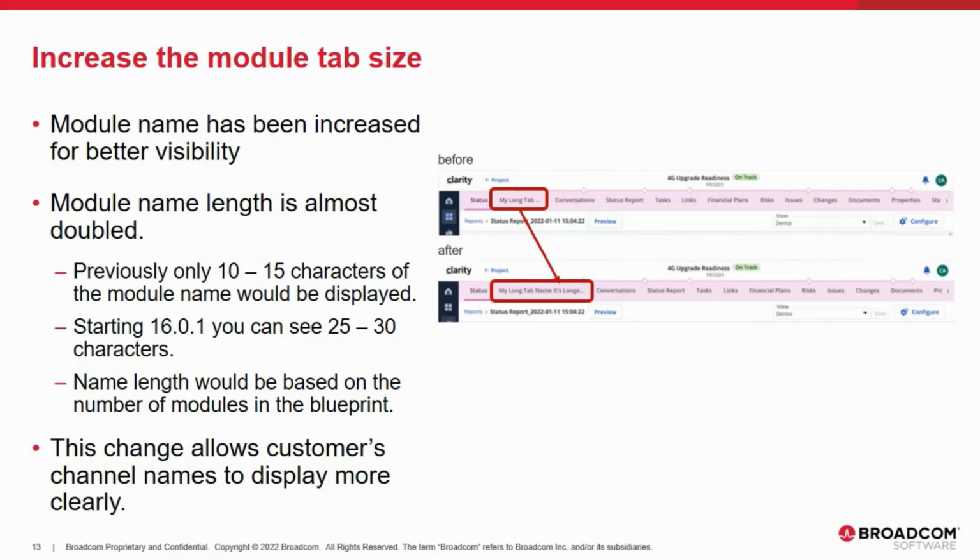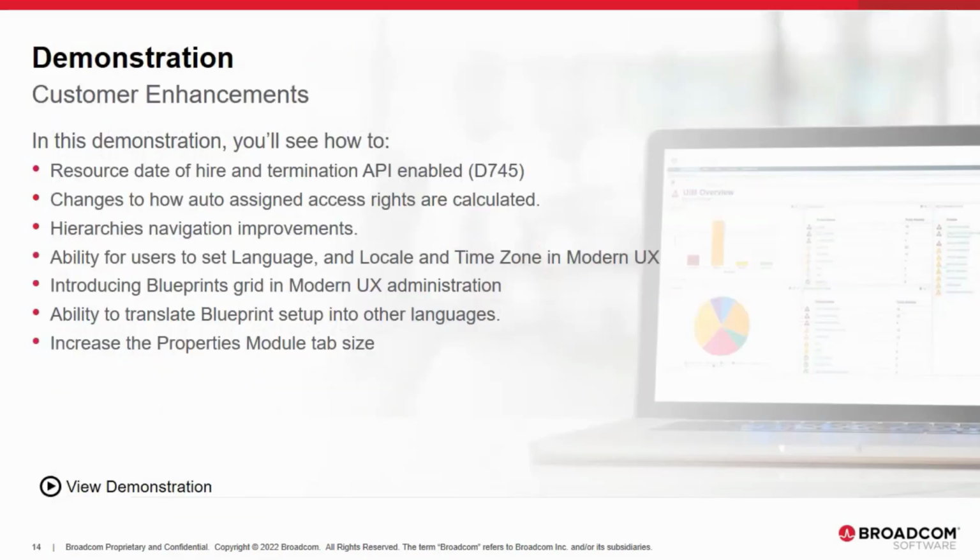In the previous releases, we were only displaying 10 to 15 characters. Moving forward, starting 16.0.1, we will be displaying anywhere from 25 to 30 characters. So long channel names would easily be displayed in the blueprint modules. With that, let's see the product in action.